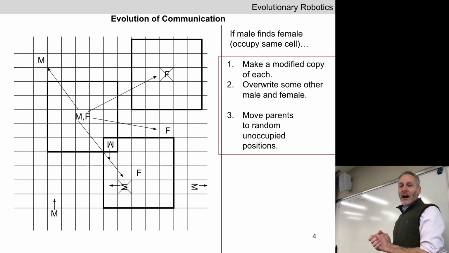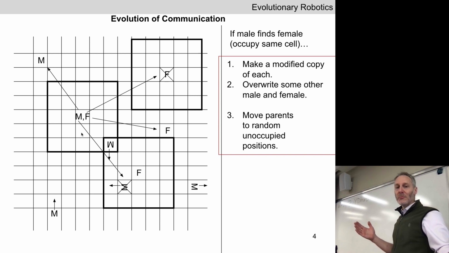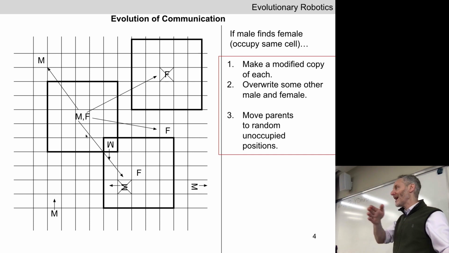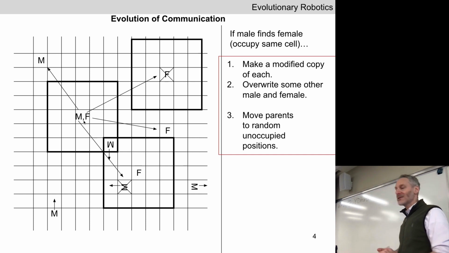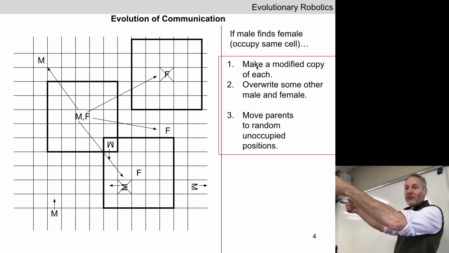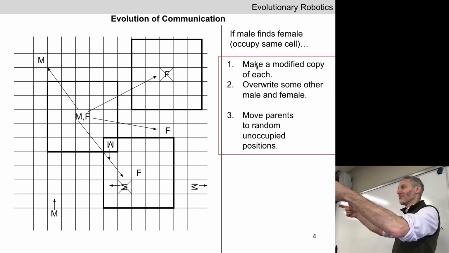Okay. So mating itself, let's talk about that. We sort of already figured this out. So if a male, as it's moving about on this discrete grid, turning left, moving one unit forward, turning right, turning right, turning right, moving forward, staying still, and so on, if a male ever moves into the same cell as a female, we take each male and female parent, we make a modified copy of each of them.